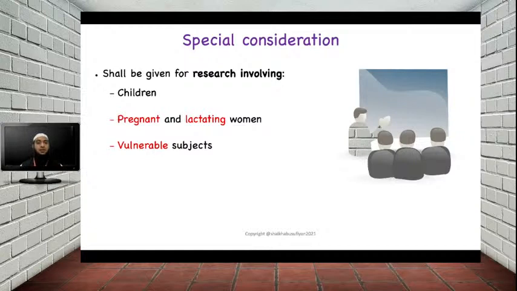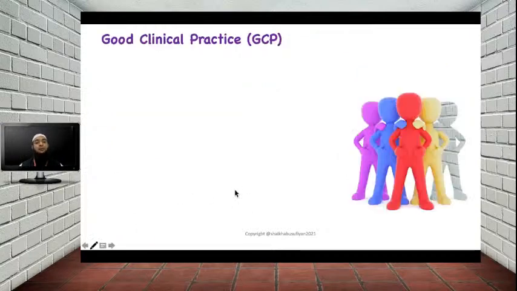All these are special people. So when you are working with trials or research related to children, pregnant and lactating women, and vulnerable subjects, then in such cases the ethical committee must give special consideration, right? And accordingly, a decision can be taken.